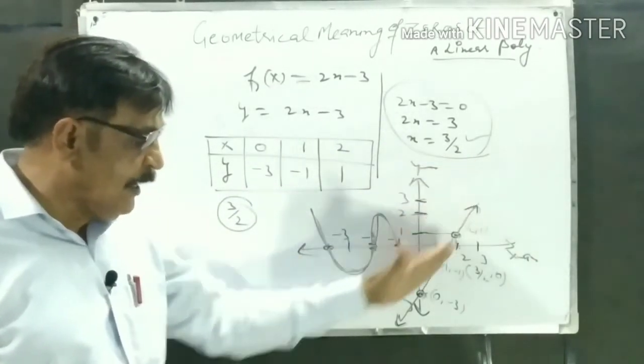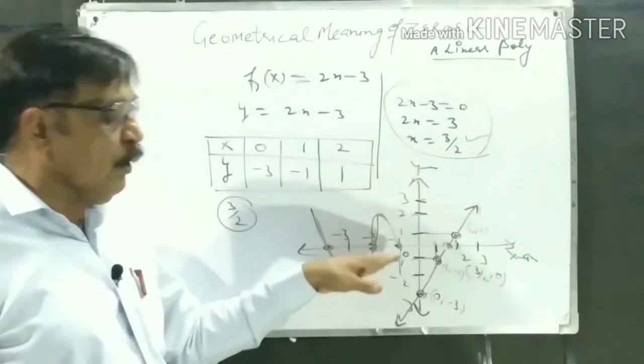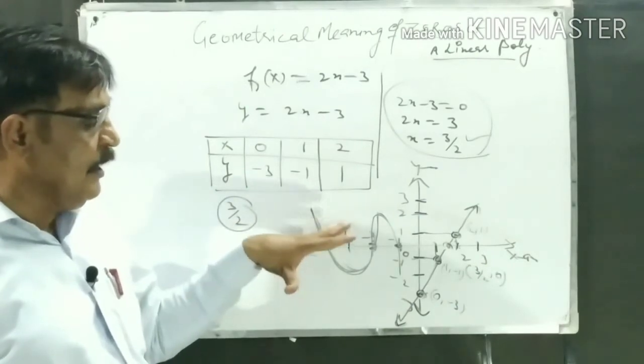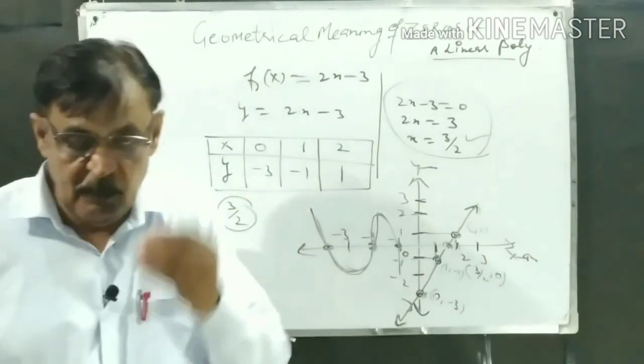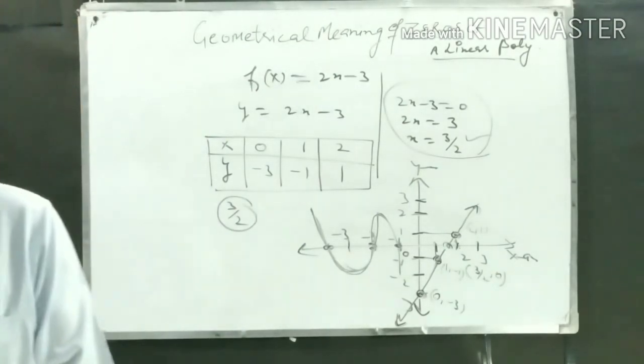So this was the case of linear polynomial. This was the case of quadratic polynomial. This one is for cubic polynomial. Like this, it is not always necessary that a given polynomial must have zeros. Sometimes it doesn't have real zeros.